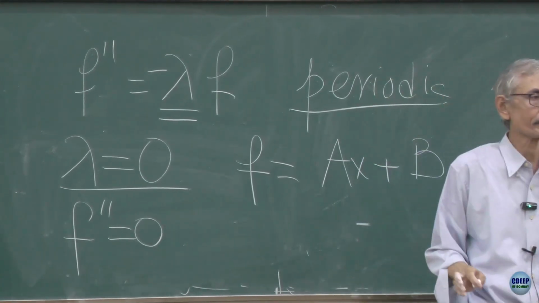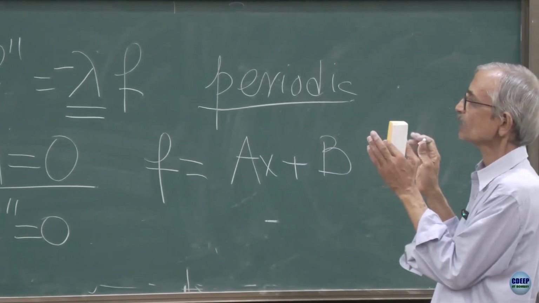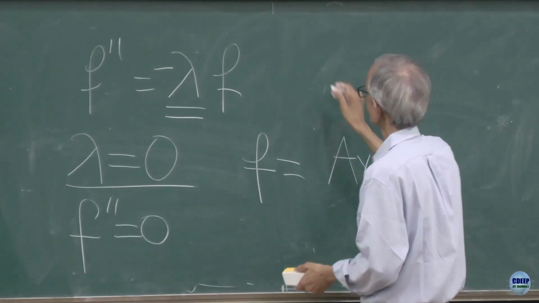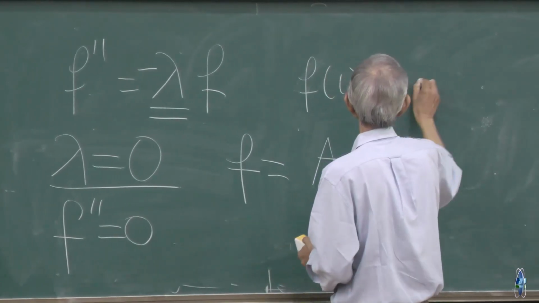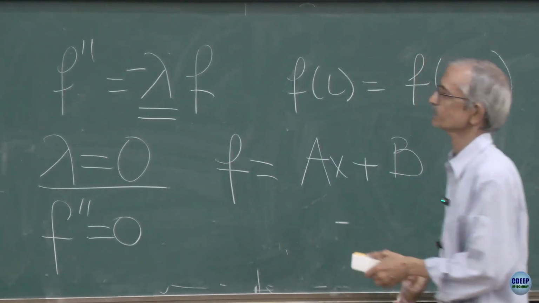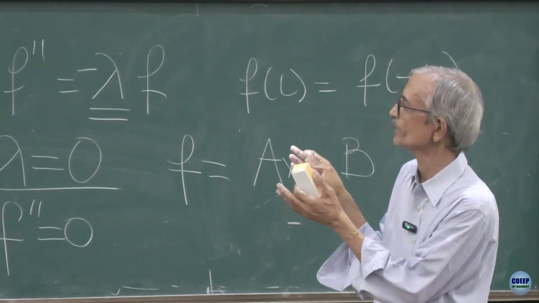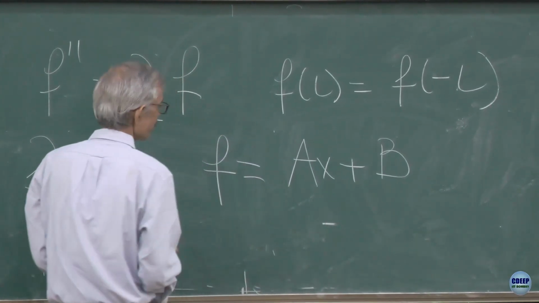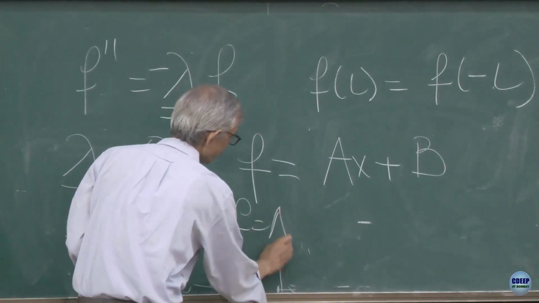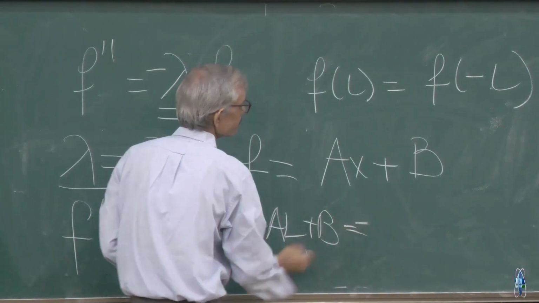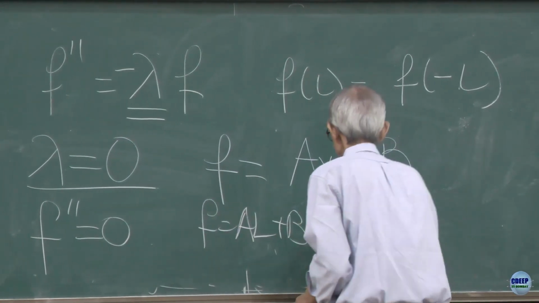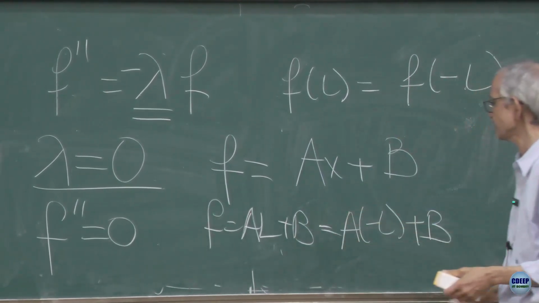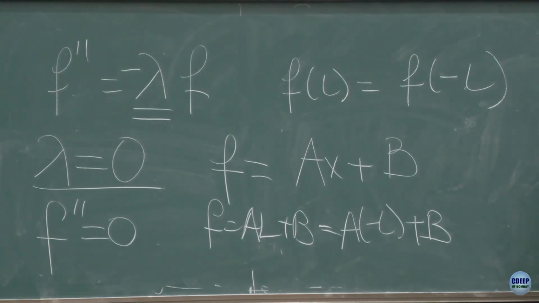This is what we have done in the past also. But now it is periodic, which means that f at L is equal to f at minus L. That's one of the conditions for a periodic condition. So f at L is AL plus B, which is equal to f at minus L, which is A times minus L plus B. What can I say using this equation about A or B?